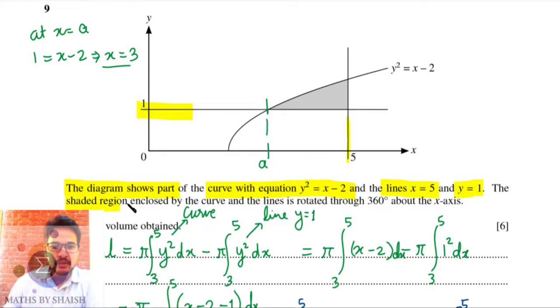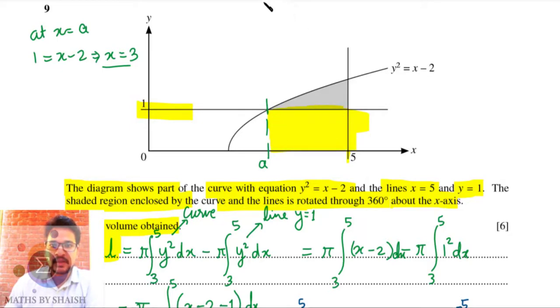The shaded region enclosed by the curve and the lines is rotated through 360 degrees about the x-axis. So if it is rotated through 360 degrees about the x-axis, of course they are going to ask for the volume, and the volume is pi y squared dx. Since if we rotate it, this area will not form any volume, so we will remove this volume.